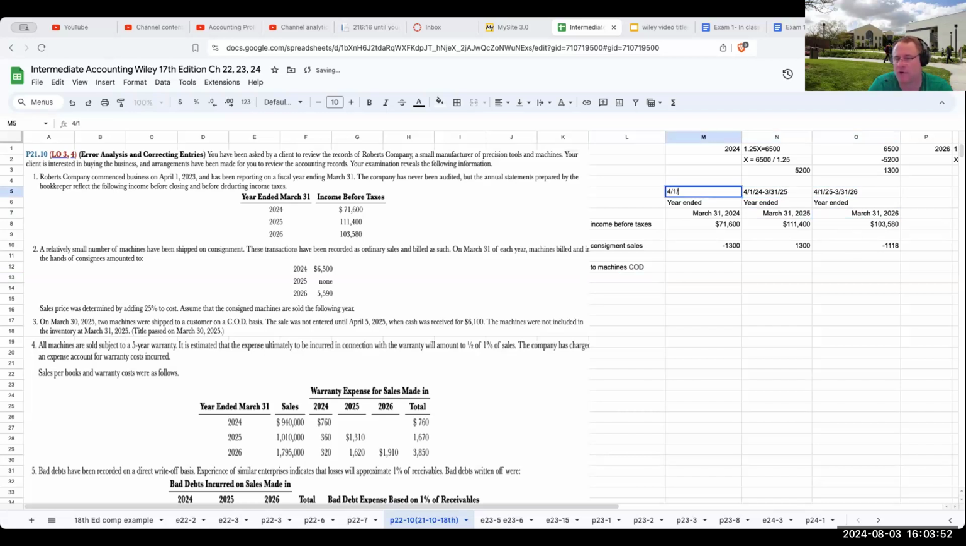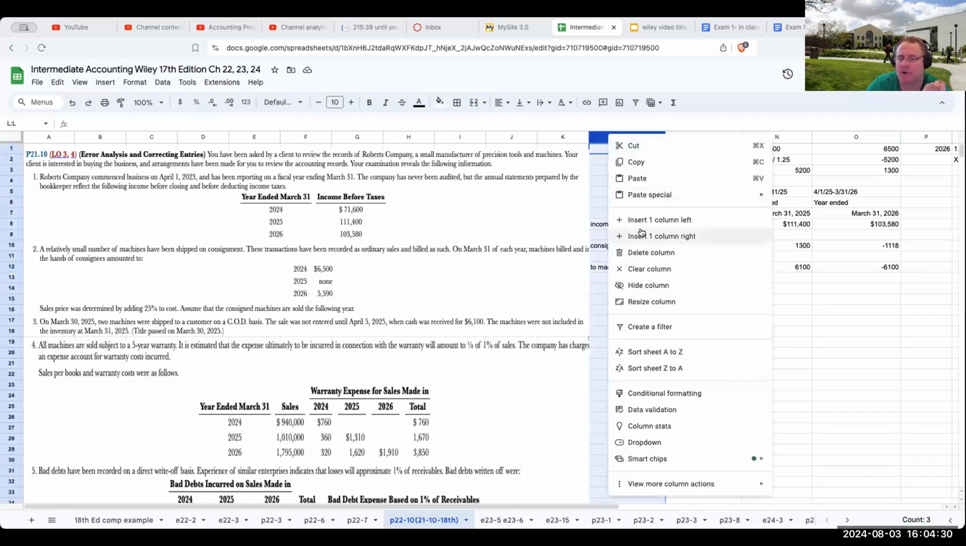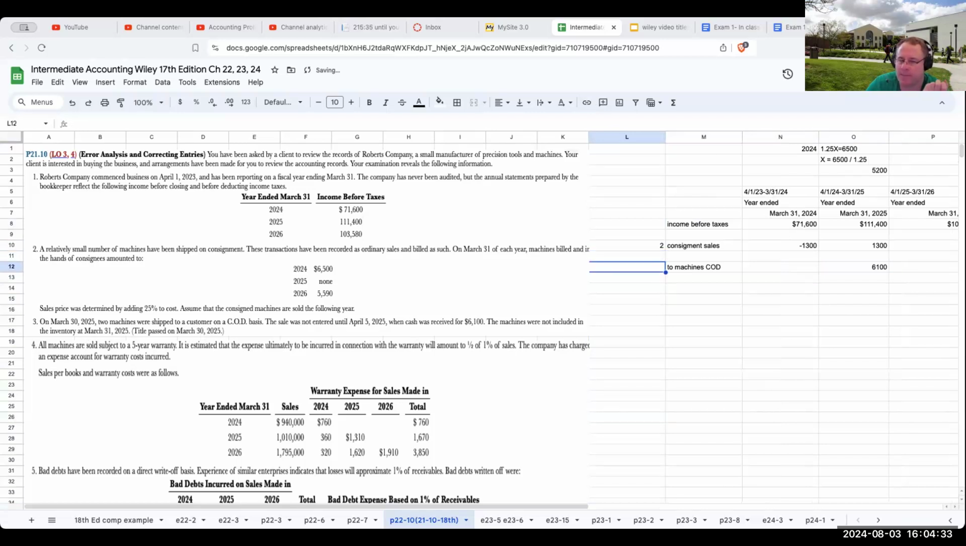And this is going to be 4/1/23 to 3/31/24. So over here, the machines were not included in the inventory as of March 31st, 2025, because title passed on March 30th. So we should have included the sale here, and therefore we need to remove the sale over here. So that's how we're going to handle the issue with machines sold cash on delivery. So those are our two adjustments right now, for number 2 and number 3.